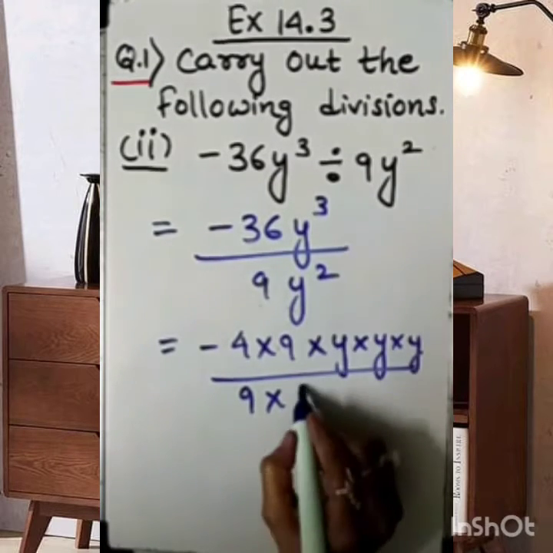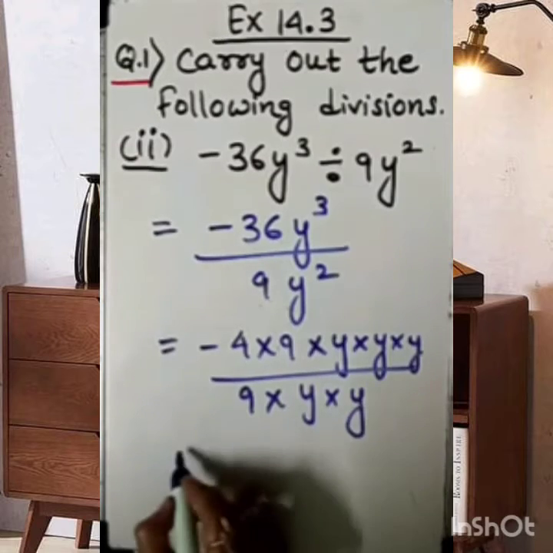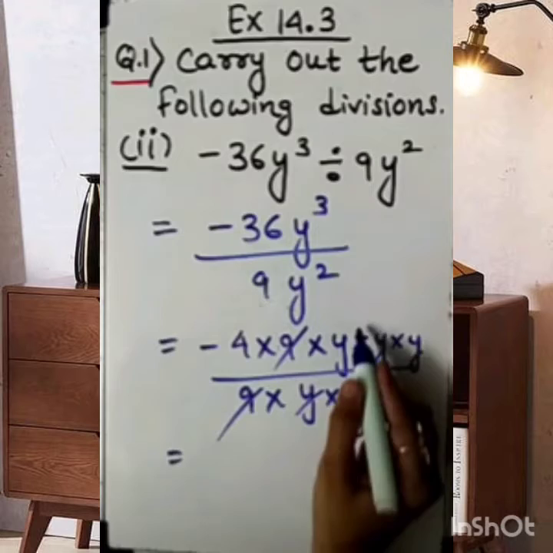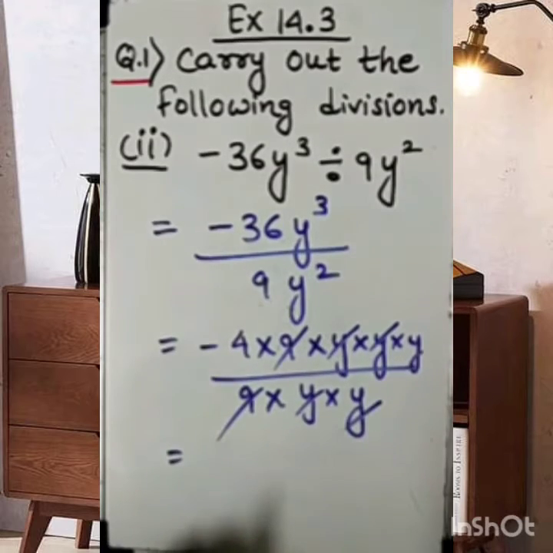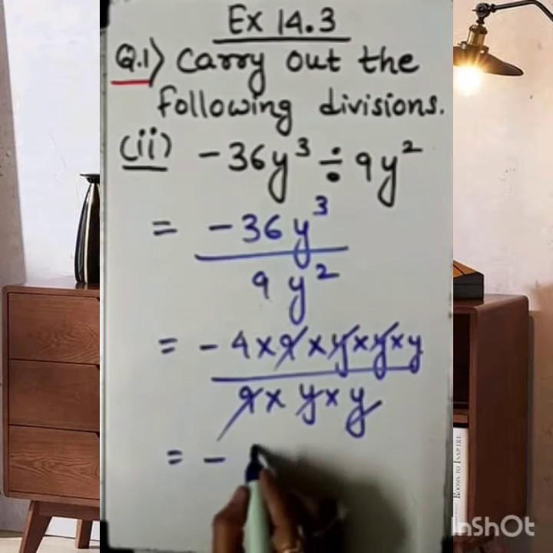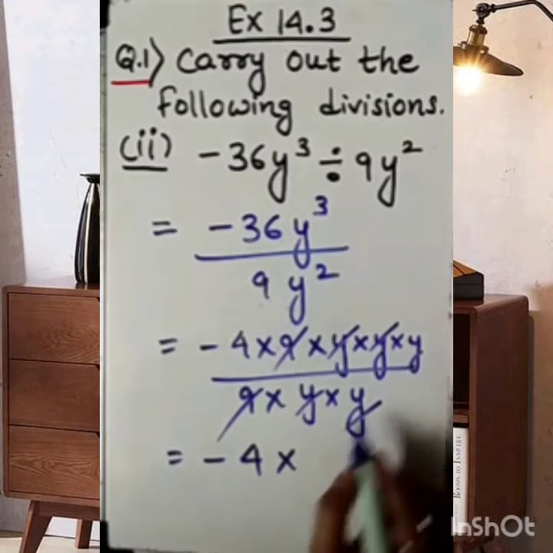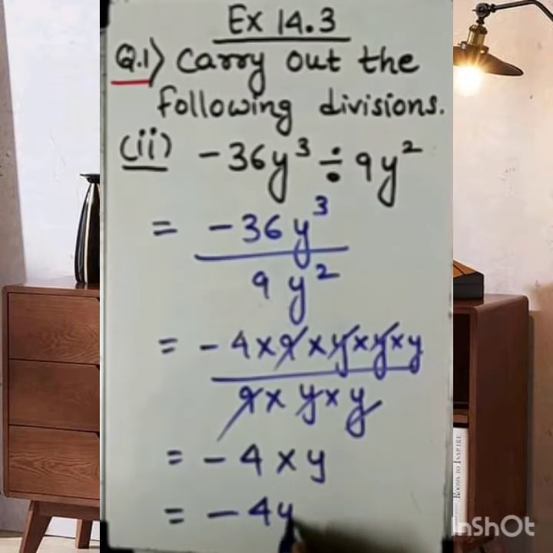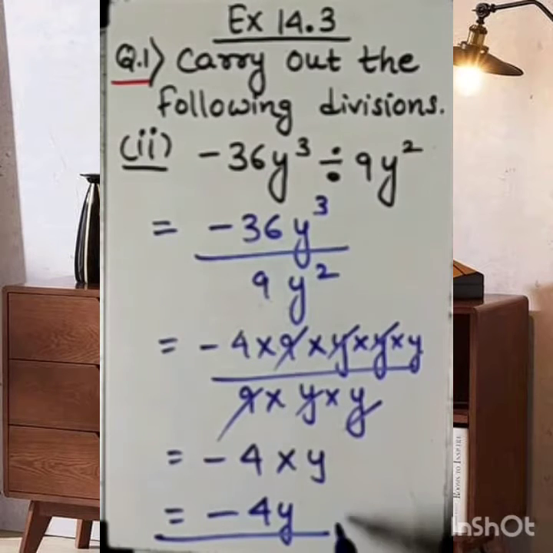Y square is 2 times, y into y. So 9 is cancelled. One more y cancels. One more y cancels. So in the numerator what is left? Minus 4 and this y. Nothing is left in the denominator. So the answer is minus 4y. This is the complete solution of the second. Quite easy.